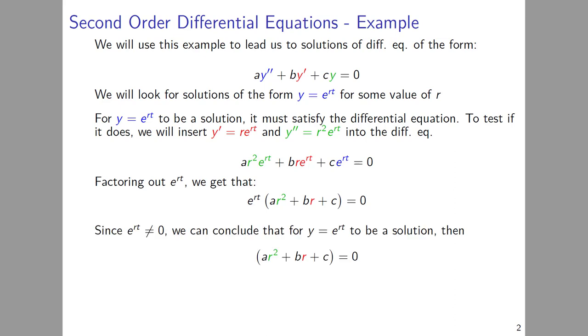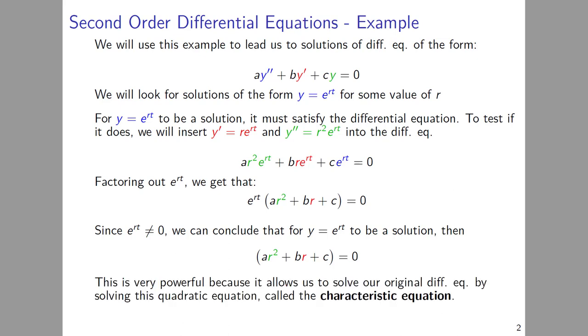But the exponential e to the rt is never 0. So we can conclude that for y equals e to the rt to be a solution, then ar squared plus br plus c must be 0. And this is very powerful because it allows us to find solutions to that original differential equation by simply solving a quadratic equation. This quadratic equation, which plays such an important role, is called the characteristic equation.